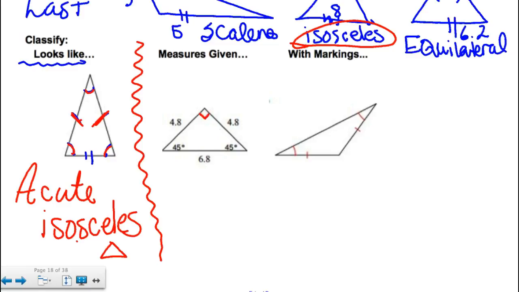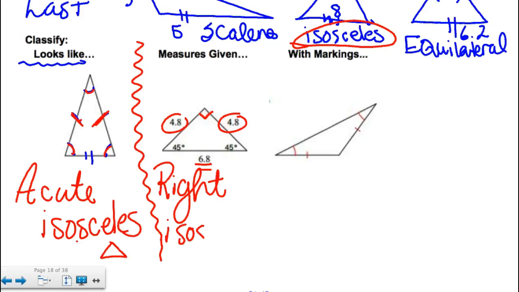So angles first. First name comes from the angles. I've got one right angle, so this is called a right triangle. Now when I go look at the sides, I've got two that are the same, and the third one's different. So this one is also isosceles. Seems to have been my favorite choice here.